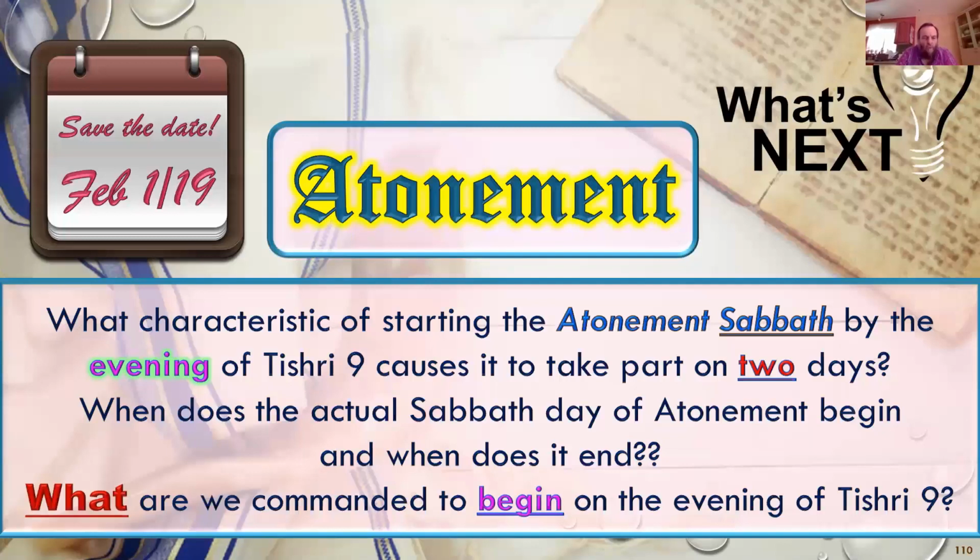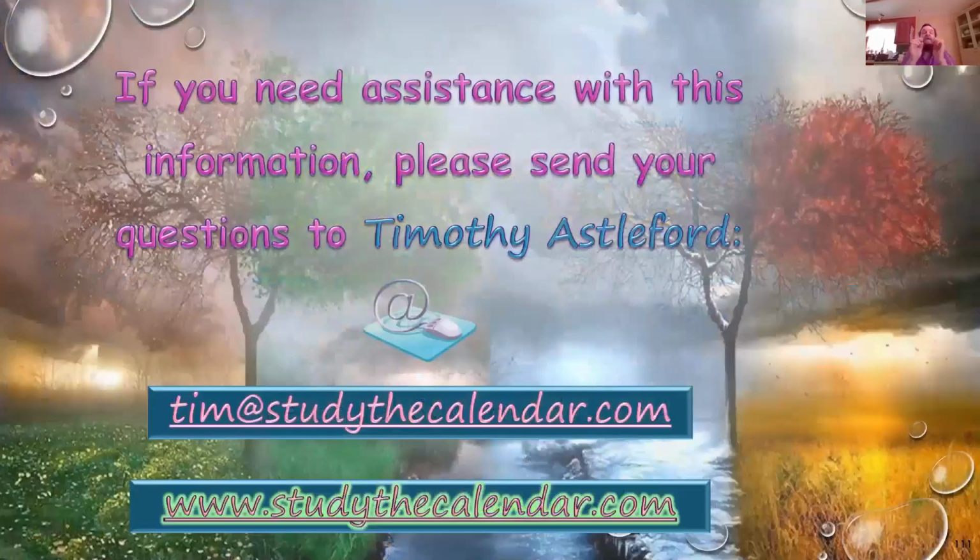Some questions. What characteristic of starting the Atonement Sabbath by the evening of Tishri 9 causes it to take part on 2 days? Does Yahuwah declare Atonement Day on 2 days? Where has this contamination come from? We're going to look at it. When does the actual Sabbath day end? When does the actual Sabbath Day of Atonement begin and when does it end? What are we commanded to begin on the evening of Tishri 9? These are some things we're going to look at coming up.